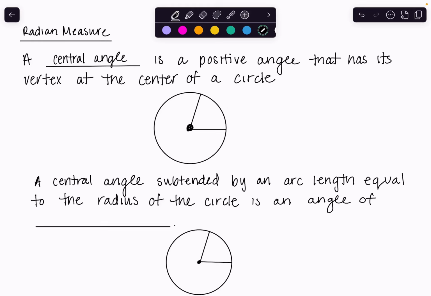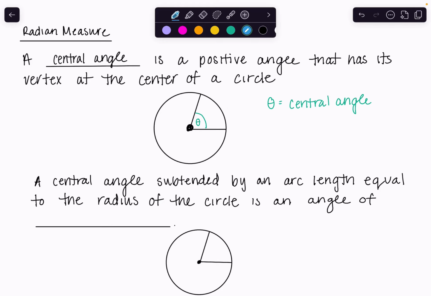So a central angle is a positive angle that has its vertex at the center of a circle. So if this is our circle and we have a positive angle, which would be this distance here, that is going to be our central angle. So this measurement is some theta value, which is the central angle.